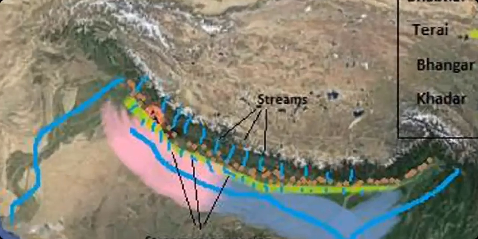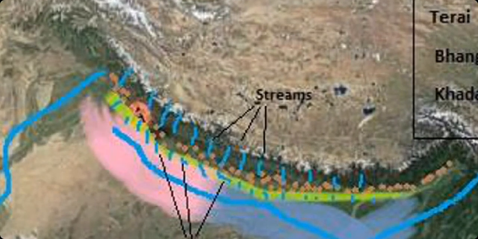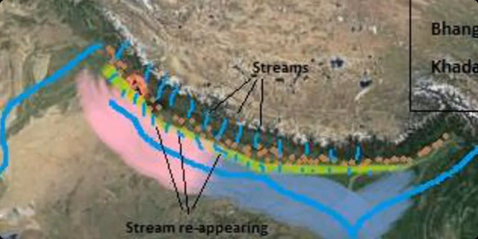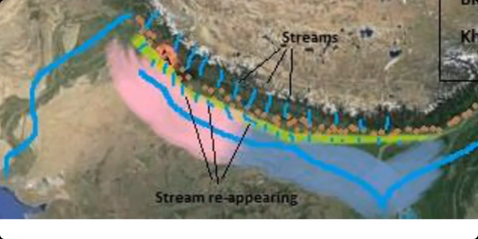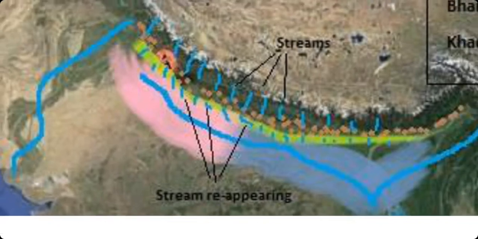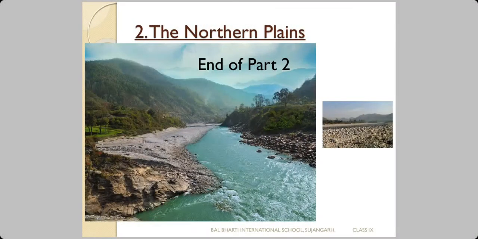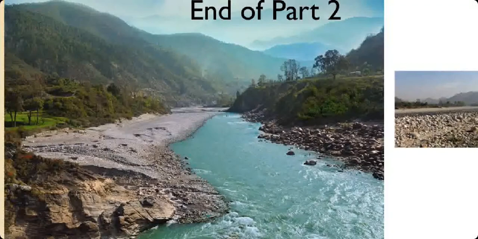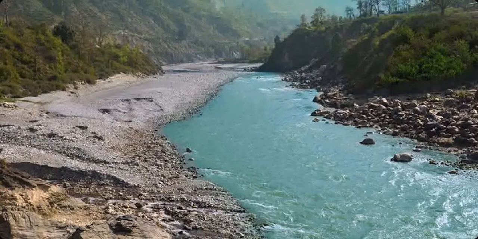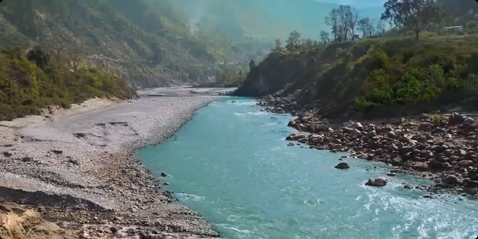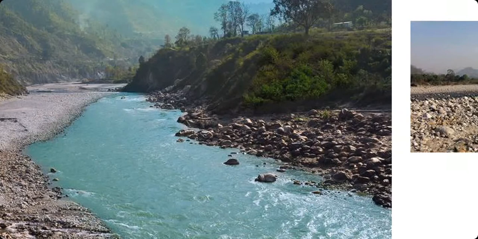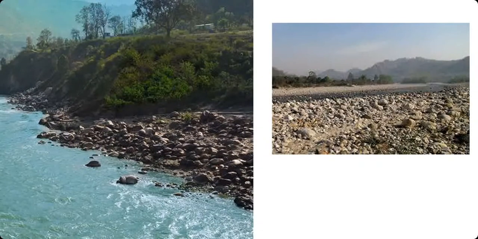Now this is a map. The hills are there, the streams of water are there, and this pink area and the gray area are the areas of deposition. This is end of part 1, and in this picture, this is from Gadwal, and you can see there's deposition on one side of the river, and on the other side there are a lot of pebbles and rocks, and the smaller picture on the right shows lot of rocks.